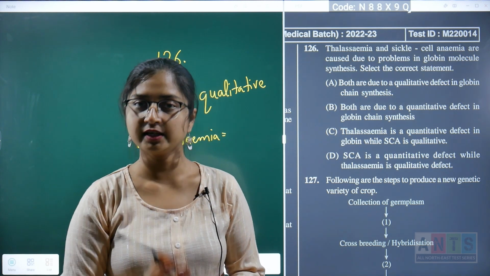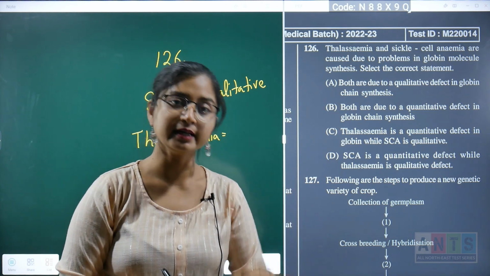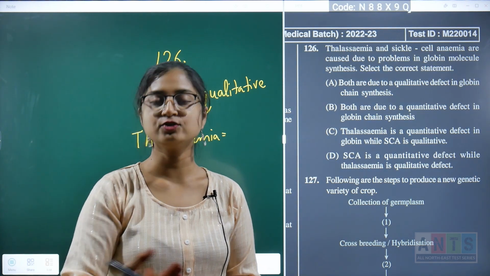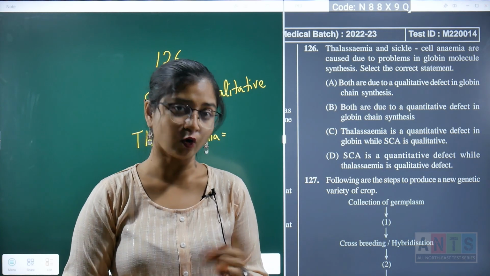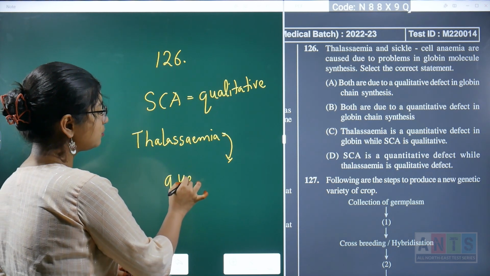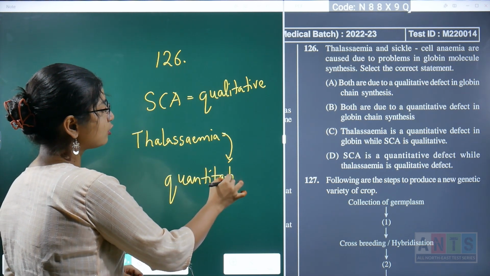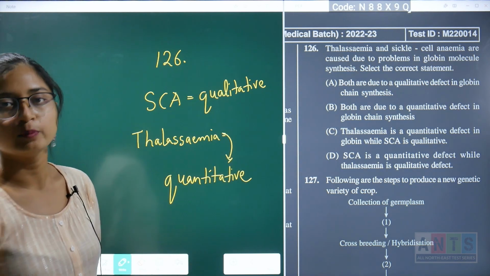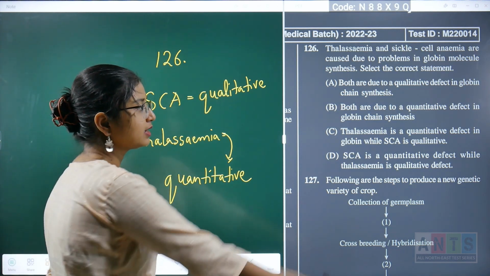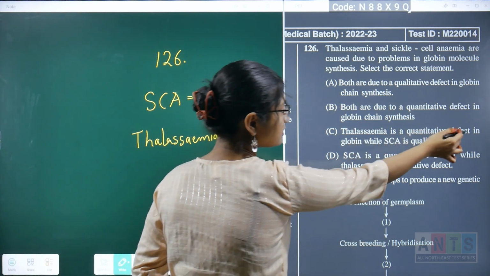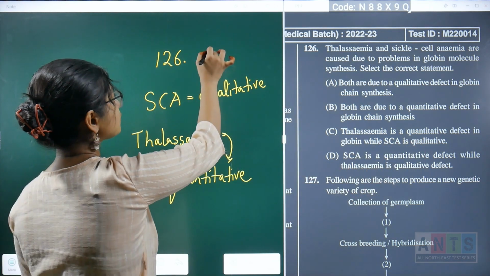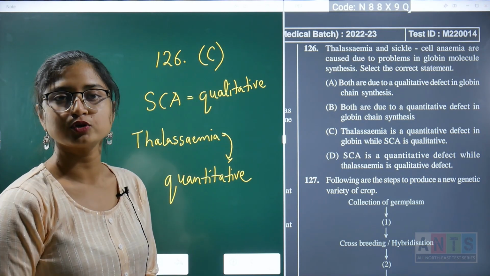So what is being affected here? The quantity of one type of globin decreased, due to which eventually the RBCs underwent lysis, hence resulting in a decrease in the quantity of the RBCs. Hence we can say that thalassemia can be considered to be a quantitative disorder of blood. So in both, globin is affected, but SCA is qualitative whereas thalassemia is quantitative. So going by that, thalassemia is a quantitative defect in globin while SCA is qualitative. This statement is correct. So question number 126, the correct answer is option C.